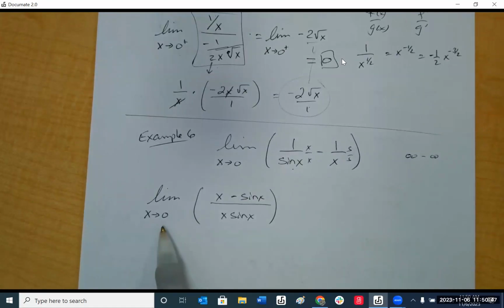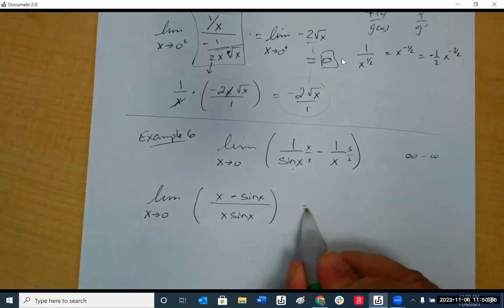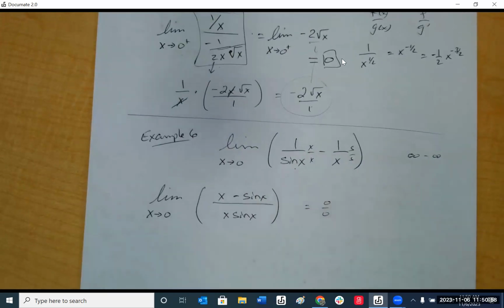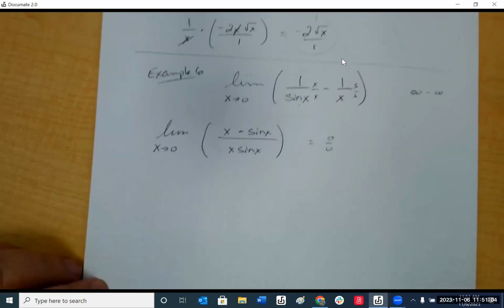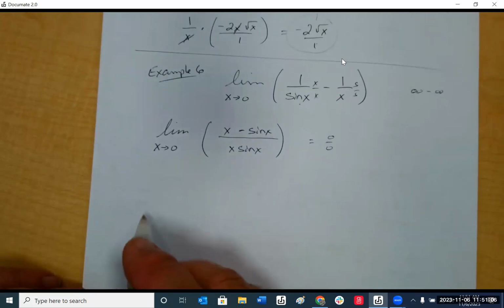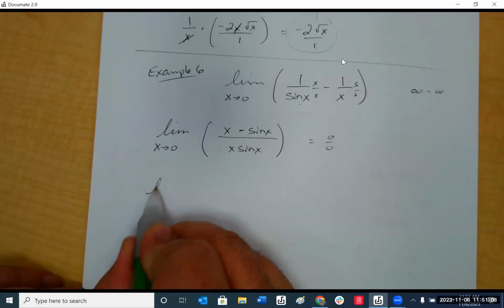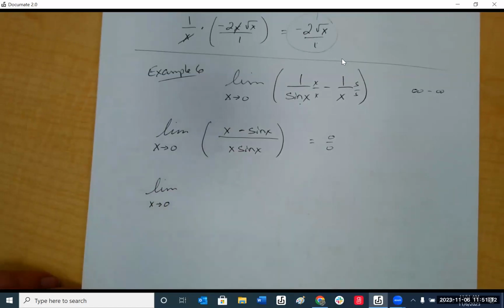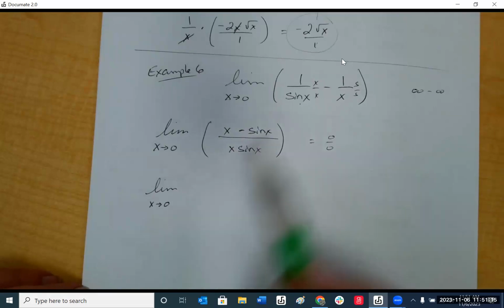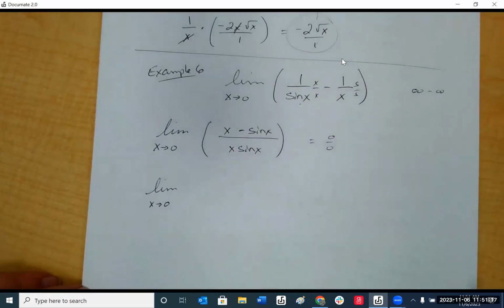And if we plug in 0, 0 minus 0 is 0, 0 times 0. So now we have 0 over 0. Which means we can now use L'Hopital's rule. Worst case scenario, if this doesn't get much easier, then we'll go back to what you said earlier and do the quotient rule on both of those.